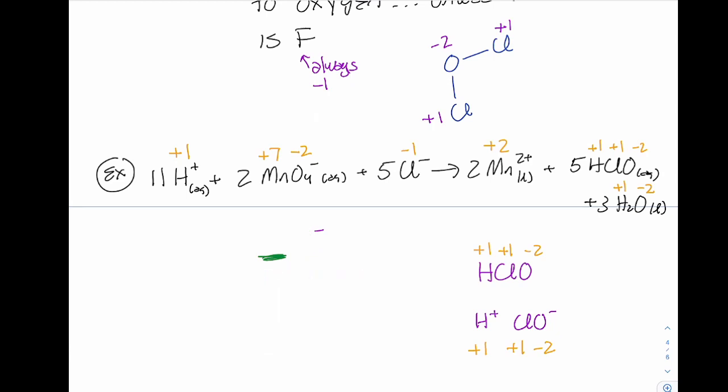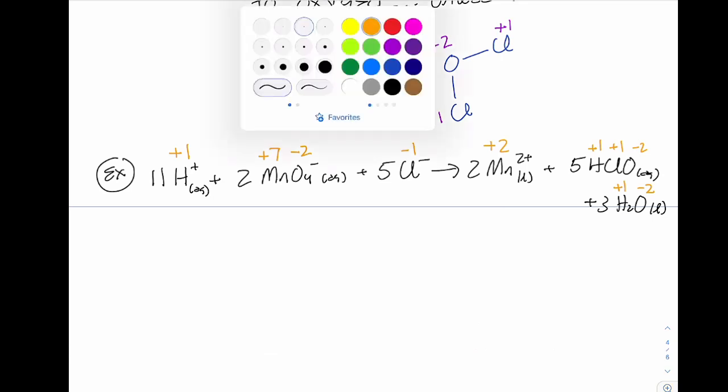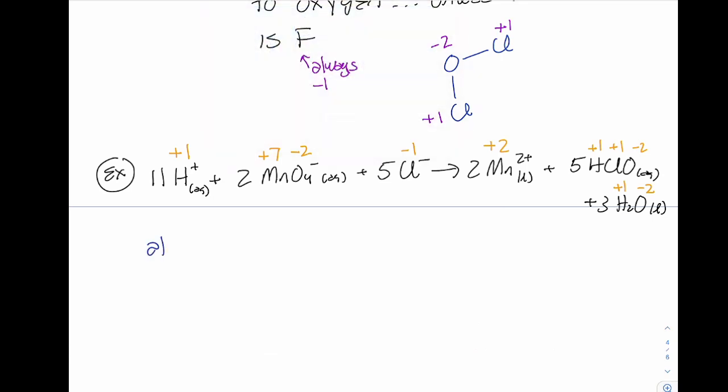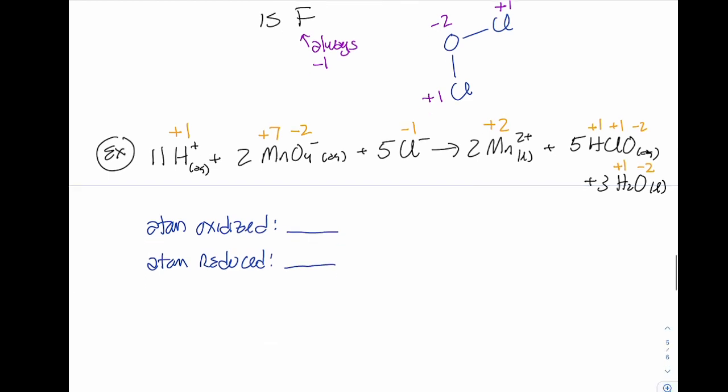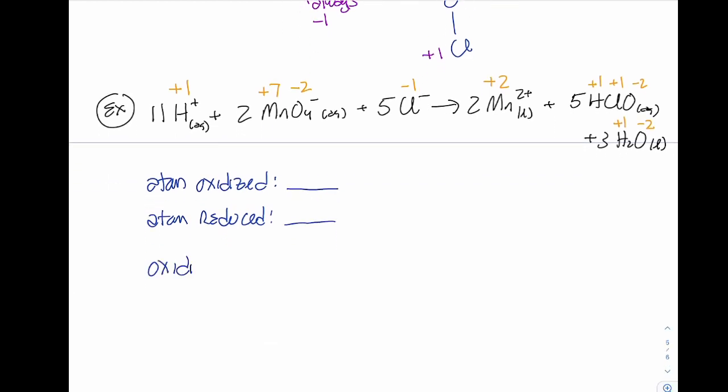I'm going to get this stuff out of the way now. So we want, again, our atom that's going to be oxidized. We want our atom reduced. When picking what's being oxidized and reduced, you're always just going to pick an atom. And then we're also going to pick our oxidizing agent. Here we're going to pick the entire compound, if it is a compound, and our reducing agent.